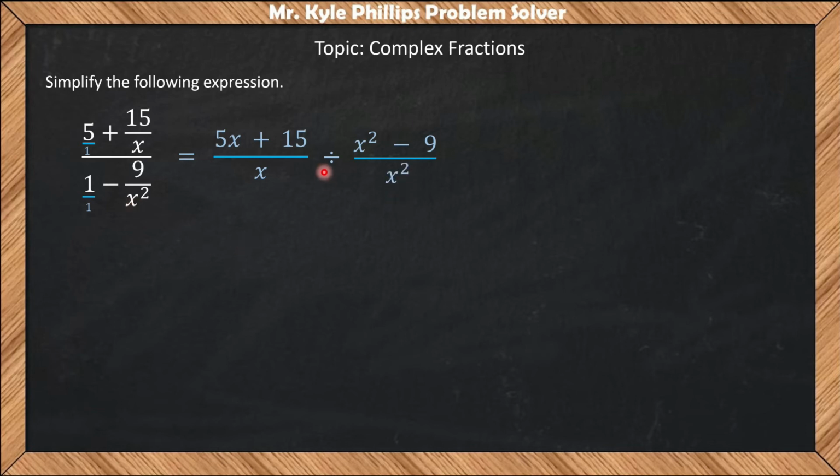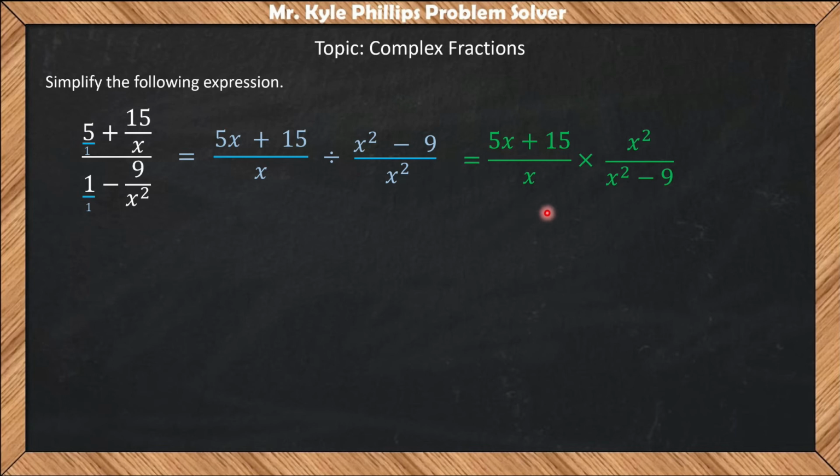So now here's my problem, and this looks a lot easier to work with. Remember, we know the old saying, keep, change, flip. So my first fraction isn't going to change at all, and I'm going to change my division sign to a multiplication. We're going to flip the second fraction because we're multiplying by the reciprocal.